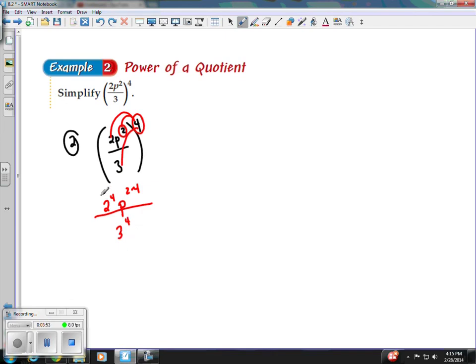Now we're just going to reduce. So 2 to the 4th power gives us 16. We drop down our p. And 2 times 4 is 8. All over 3 to the 4th power is 81. So then we want to always check this last step to see if 16 over 81 can simplify. It can't, so that's our answer. That's as far as we can go.